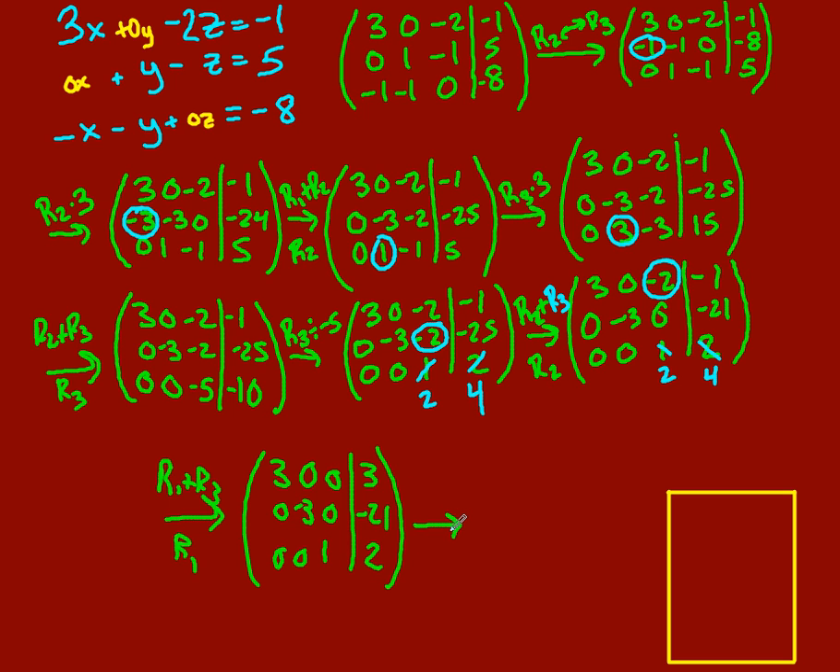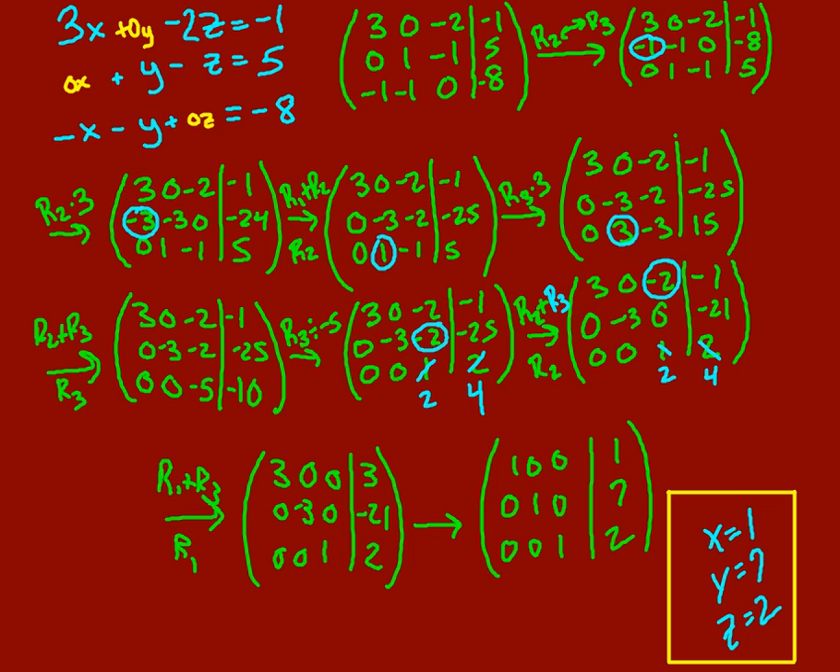My last step is just to do my division in each one of the rows to make my pivot positions all equal to 1. So 1, 0, 0, to do that, divide by 3, so this guy will now be 1. Divide the middle row by -3, and I'll get 7. And the bottom row, well, it already was divided by 1, so 2. So my final answer should be x is 1, y is 7, and z is 2.